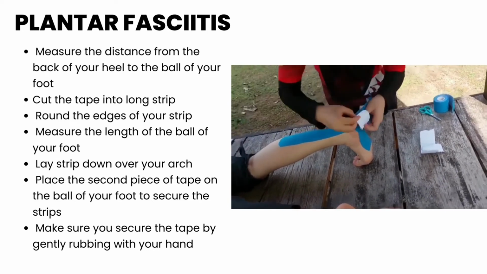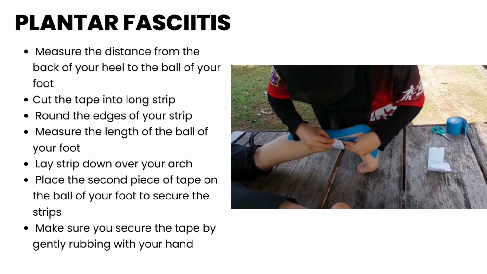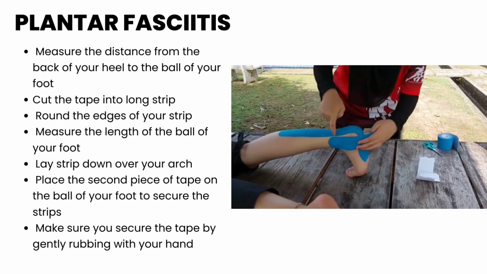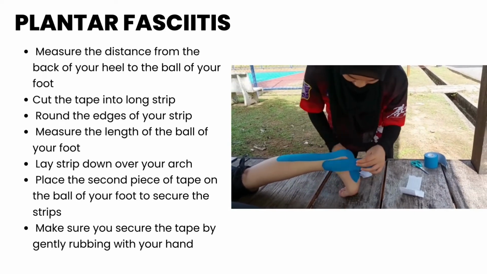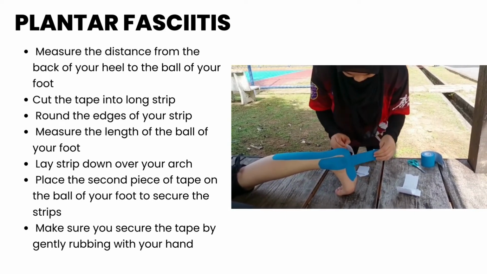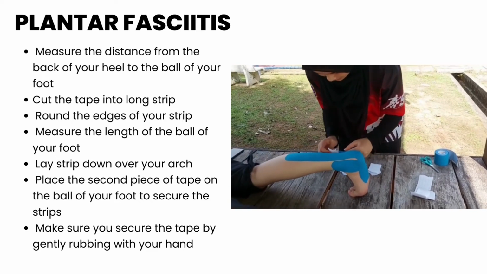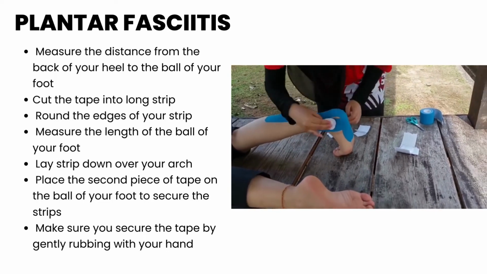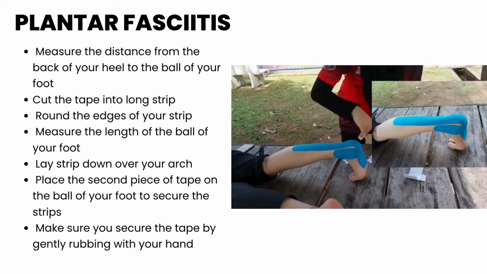Next step is to place the second piece of tape on the ball of your foot to secure the strip. Make sure you secure the tape by gently rubbing with your hand. That's all for kinesiology tape for plantar fasciitis.